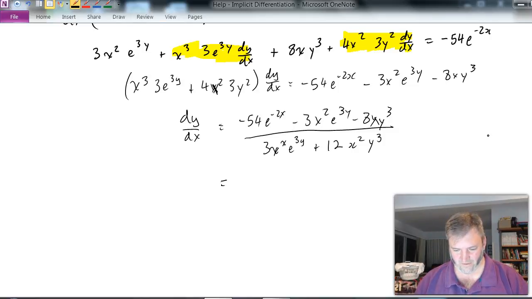3x cubed, I'm sure that's not right. What did I mean to write there? 3x cubed. Look at that, penmanship. 3x cubed e to the 3y plus 12x squared y cubed. Well, you could take out 3x squared if you were really keen. But again, it's not going to factorise out at the top, so I'd probably just leave it. No need to make it more complicated and risk making a mistake where you don't need to. There you go, that's it.